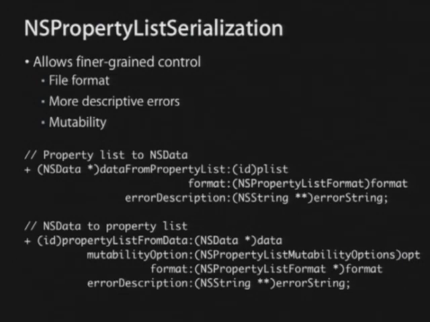On the flip side, if you've got that NSData, which you've read in from a file, you can call propertyListFromData. You can specify some mutability options. As I mentioned, you can determine whether arrays and dictionaries are going to be mutable or not. And then the format and the error description, just as we did before. So a little bit more verbose.